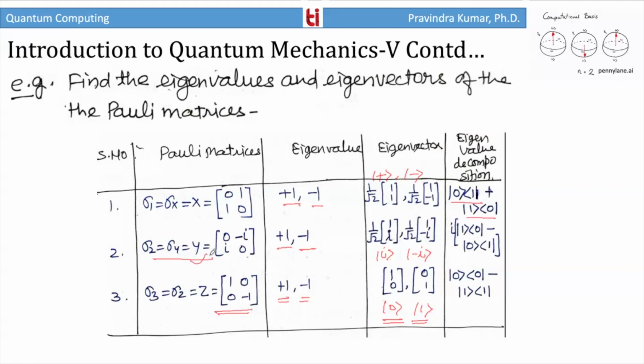Similarly, the Pauli Y matrix in outer product form is written as i times the outer product of 1 0 minus the outer product of 0 1. And the Pauli Z matrix in outer product form can be written as the outer product of 0 0 minus the outer product of 1 1. This is the end of this lecture.